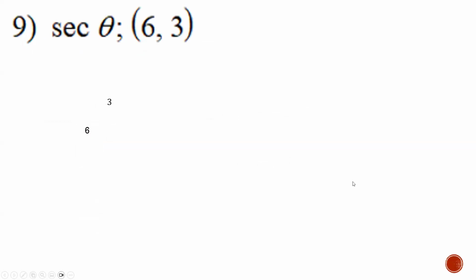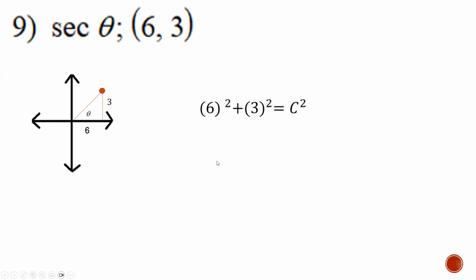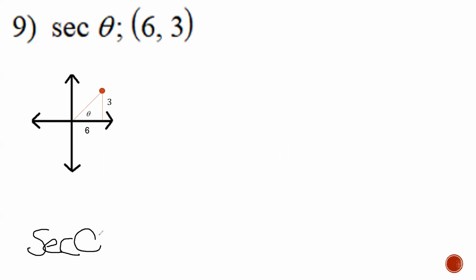Nope, 9. Doing the odd numbers. Secant of 6, 3. So again, draw where you are. So in this case, we go 6, 3. A secant is the reciprocal of cosine. I don't know why it's not popping up first. I gotta fix that. So secant of theta, I'm so sorry for my handwriting right now, is the reciprocal of cosine. So this one's the funny one, h over a.